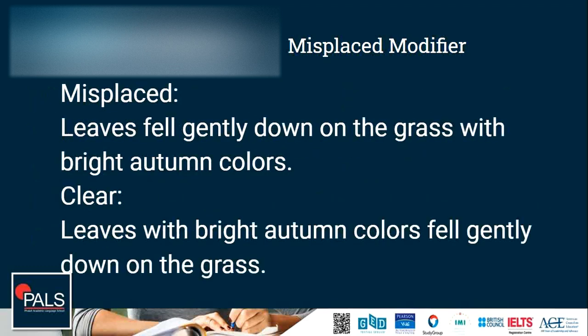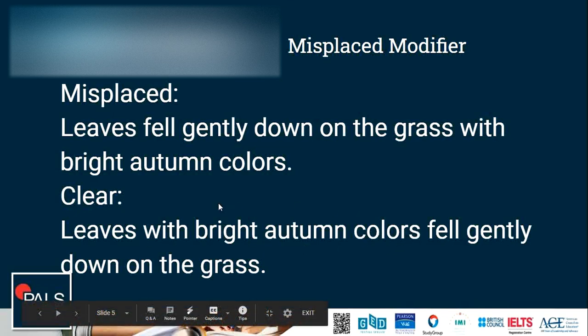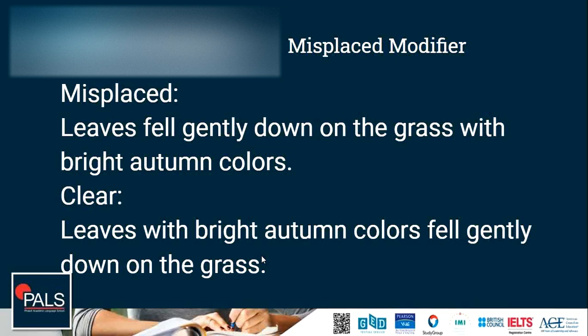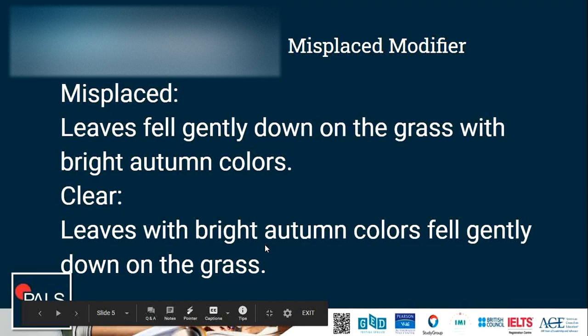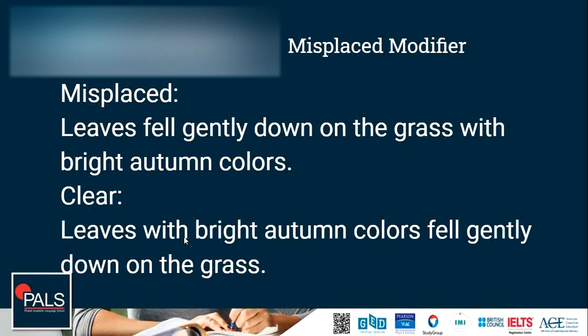Okay, so let's take a look at an example of a sentence with a misplaced modifier. "Leaves fell gently down on the grass with bright autumn colors." Which one, the grass or the leaves? We are confused, right? Which one has the bright autumn colors? It's obvious that leaves will usually have the bright autumn colors. So what we do is put it beside the leaves, not the grass, because it's so confusing. We know that most grasses are green, and leaves have higher chances of having bright autumn colors.